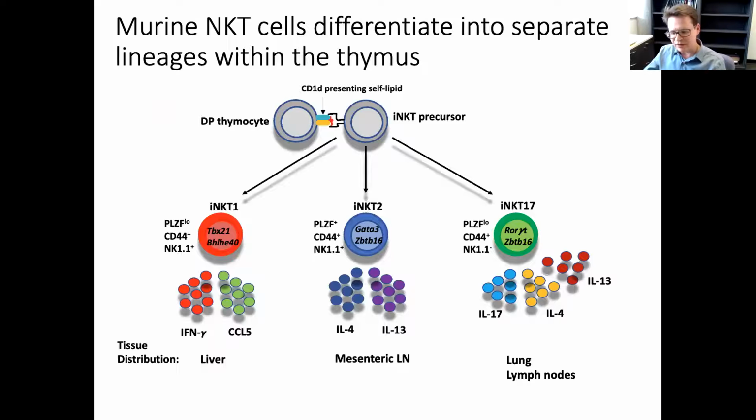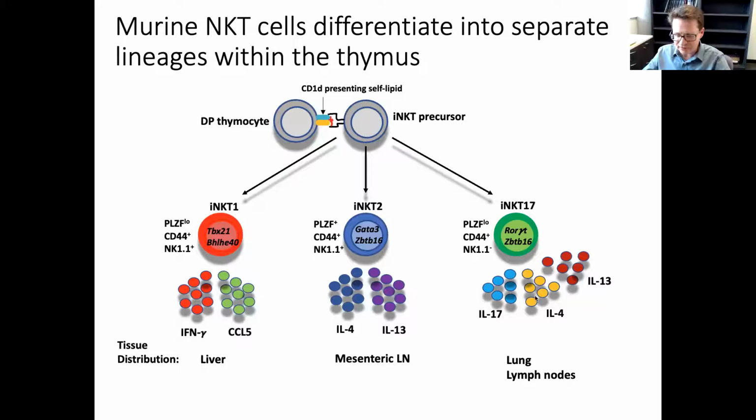So in the last few years, we've characterized these cells in pigs. One of the things we're particularly interested in now is identifying subsets of pig NKT cells. Mice have taught us that NKT cells fully differentiate in the thymus into separate lineages of NKT cells. Here we have NKT1 and NKT2 and NKT17. These subsets have their own transcription factors, and they have their own capacity to produce different types of cytokines.